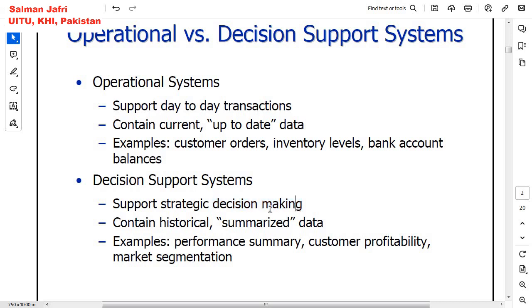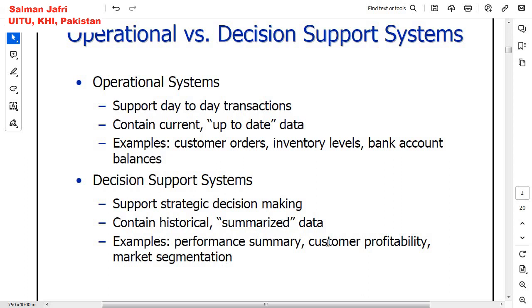So since they are working for decision making and strategic decision making, they contain historical or summarized data. For example, I would have the data in a decision support system, which might consist of transactions for 2 years for Daraz, or 2 years for Amazon. For example, it is 2024, so the historical data might consist of all transactions in 2023. So all the transactions of 2023 would be represented as summarized data that can be analyzed and proper decisions can be made.